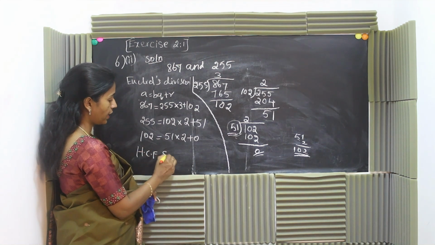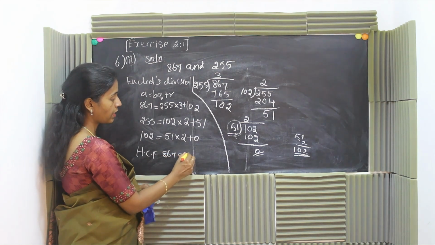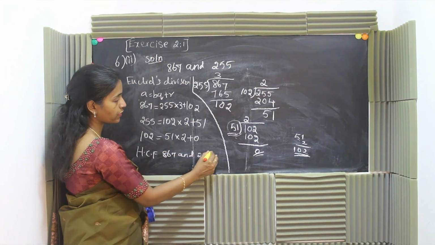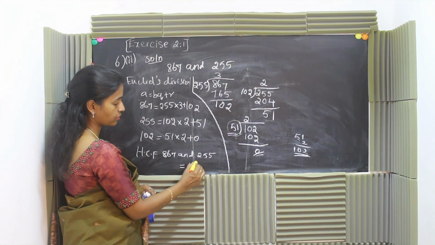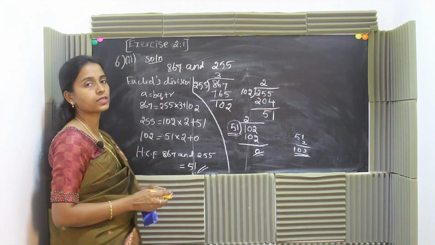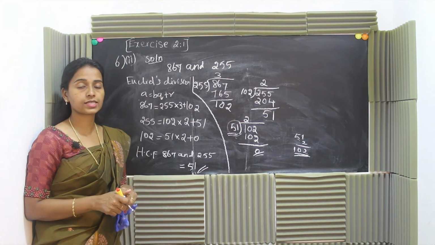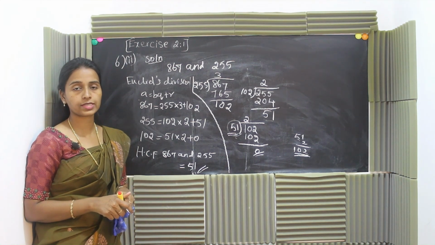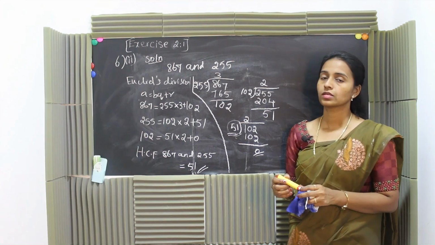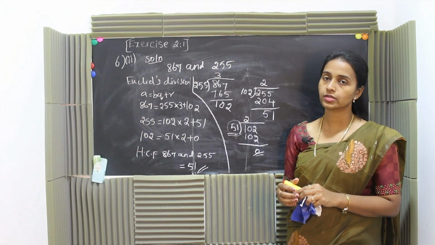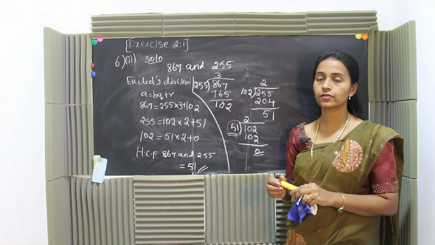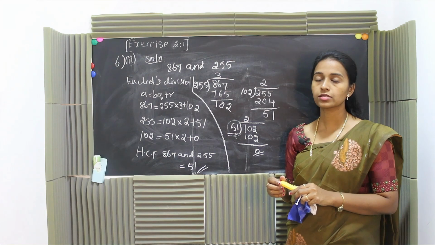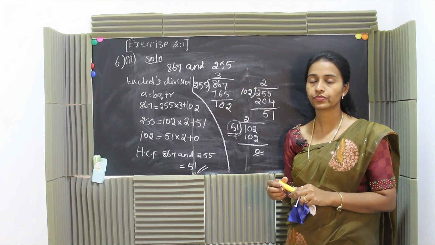Answer is 51, right? How can we write the answer? HCF of 867 and 255 is 51, right? This is the answer of the second sub-question in the sixth problem of exercise 2.1. This is all about the second sub-question. 2 more sub-questions are there. You can follow the same thing and try to do them yourself.